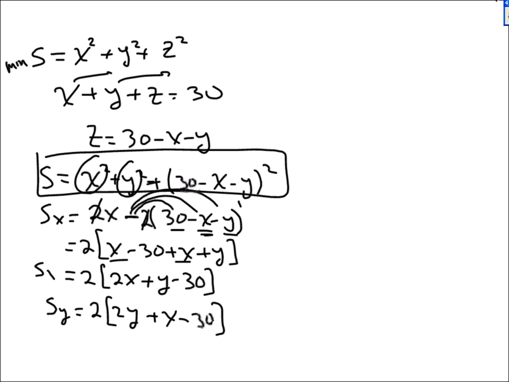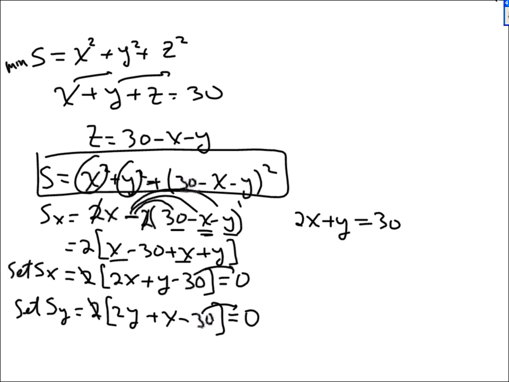And what I want to do is set each of these equal to 0. That is, it's not the 2 that's 0, it's what we're multiplying the 2 by. So 2x plus y, I'll bring the 30 over, equals 30. In the second equation, I'll bring the 30 over, but I'll write x first. X plus 2y is 30. If you double the first equation to get the same numbers in front of y, you have 2y, and the second equation already has 2 y's.